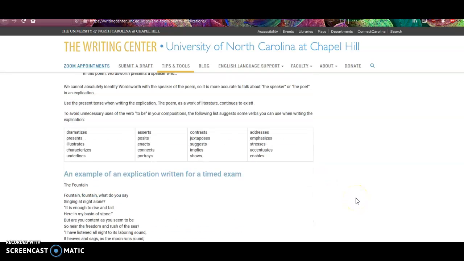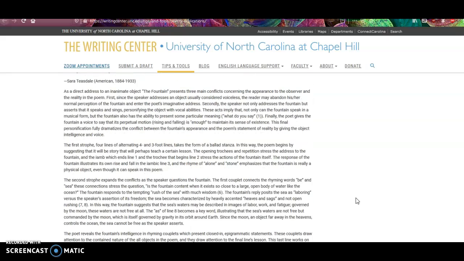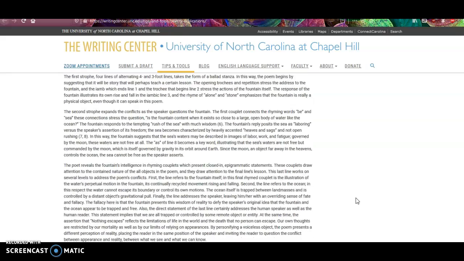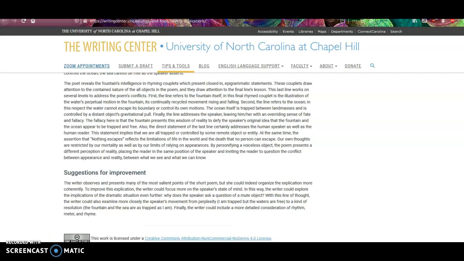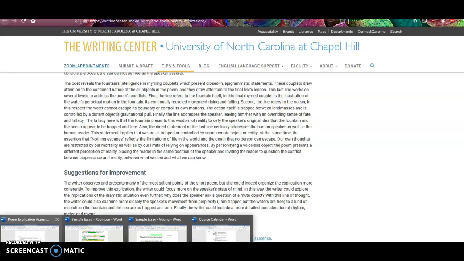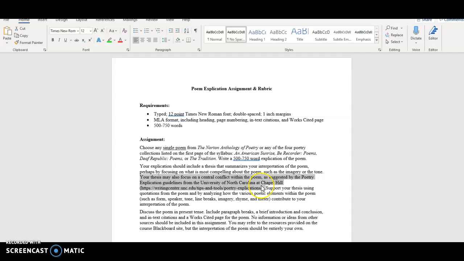It gives you some helpful verbs that you can use instead of just the generic form of "to be," and it also gives you an example of an explication. In addition to that, I've given you two other examples, but we'll look at those in a minute. So, back to the assignment that I've given you.